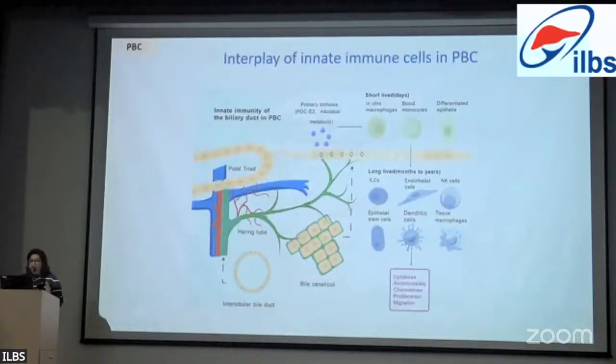So there is an interplay of innate immune cells in PBC because whenever there is a trigger, there are short-lived immune cells. The short-lived immune cells are recruited from outside, like macrophages, monocytes, dendritic cells. But whenever there is an uncontrolled inflammatory state, they release their battery of chemokines and cytokines, and trigger the resident immune cells, which are innate lymphoid cells or even endothelial cells, Kupffer cells, which actually release more cytokines and antimicrobials in the PBC, which has been defined.